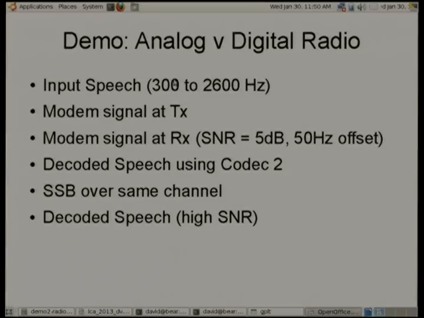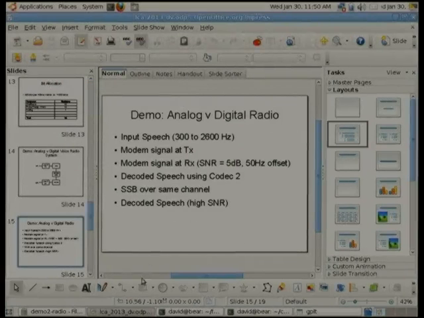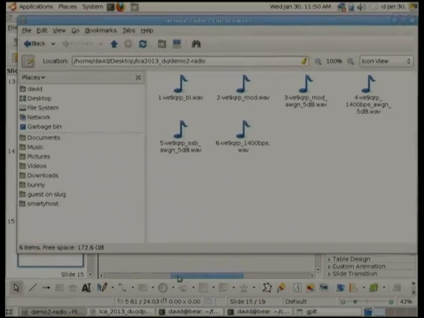Now, the first thing we do in this system is, generally the input speech is filtered between, say, 300 and 2600 hertz. That's just so we concentrate most of the power in the parts of the speech that matter. Okay, so this is the input speech.